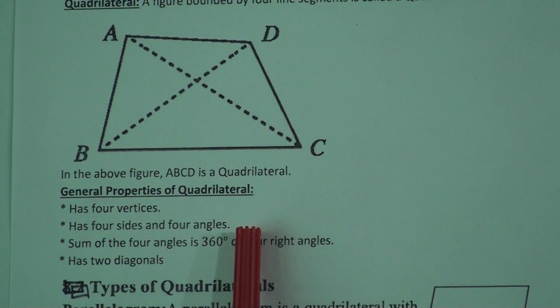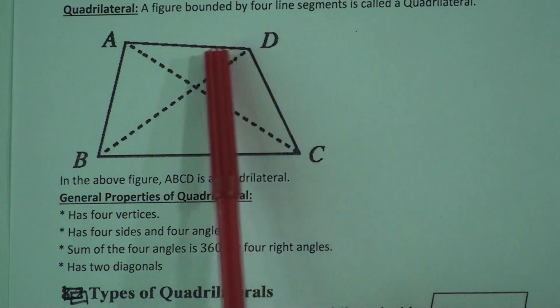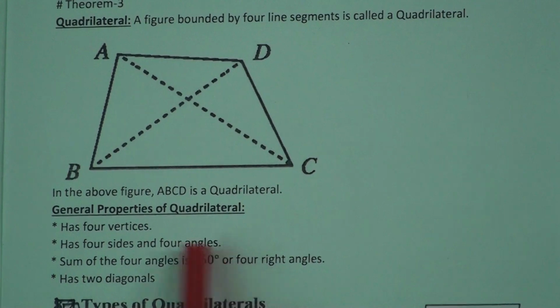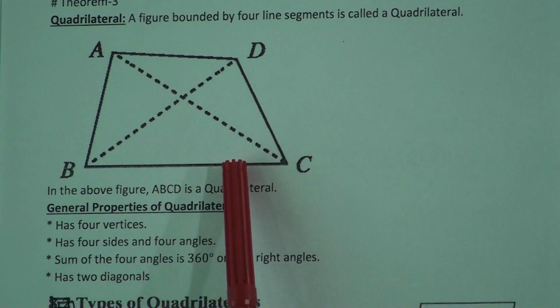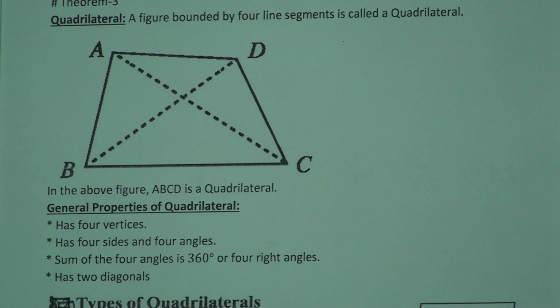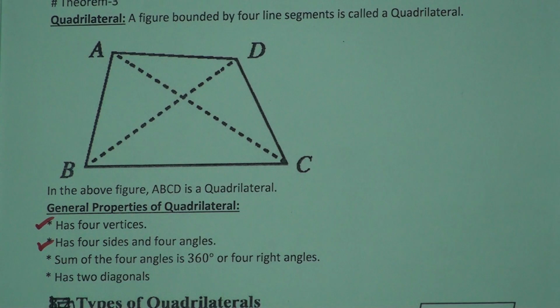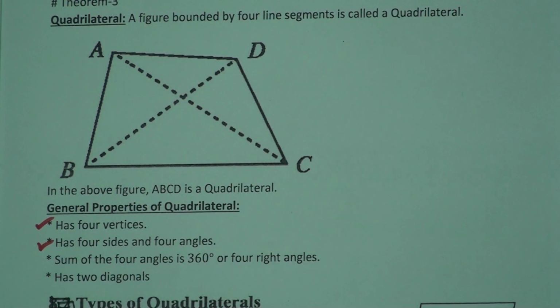It has 4 sides and 4 angles. A quadrilateral has 4 sides, AB, BC, CD and AD. These are the 4 sides of a quadrilateral, and 4 angles. So at point A we will get angle A, angle B at point B, angle C at point C, angle D at point D. So a quadrilateral has 4 sides and 4 angles. Now, the sum of 4 angles is 360 degrees. It means that the sum of the 4 angles of the quadrilateral is 360 degrees or 4 right angles.